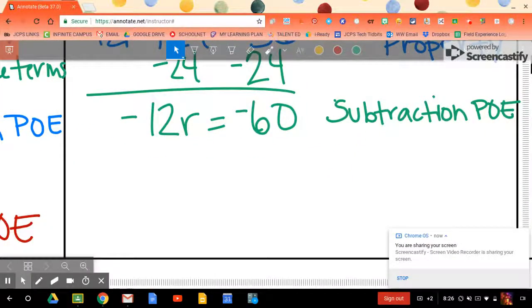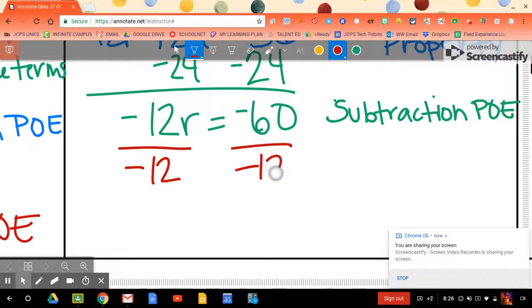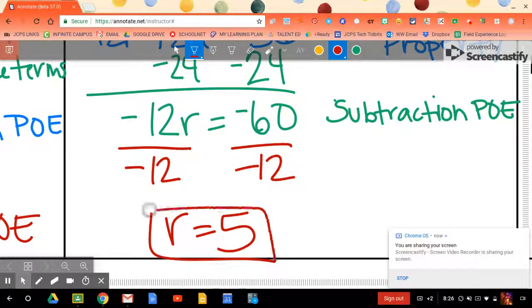Last step to get that r by itself is we're going to divide by negative 12. Remember, there's a negative, so you've got to make sure you divide by that negative 12. So you're going to get r equals 5. That last step was our division property of equality.